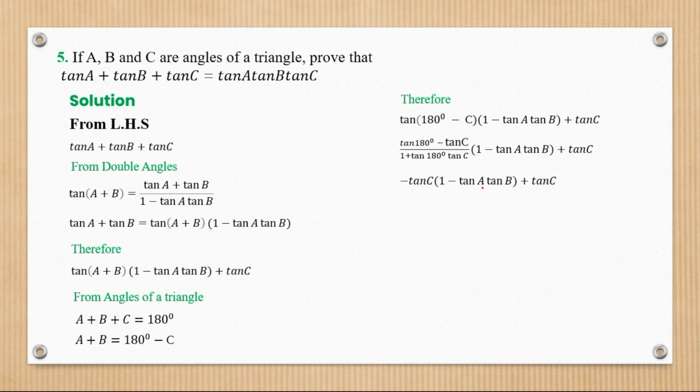So at the end of it all we remain with a negative tan C on this side. Now when we open brackets here, we can see that we end up with that. So it becomes negative tan C plus tan A tan B tan C plus tan C. Now this and this will cancel, and then we'll end up with that. And hence we've proved our equation. Alright, so let's move on to the next one.